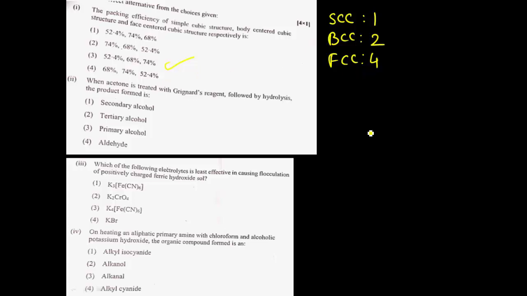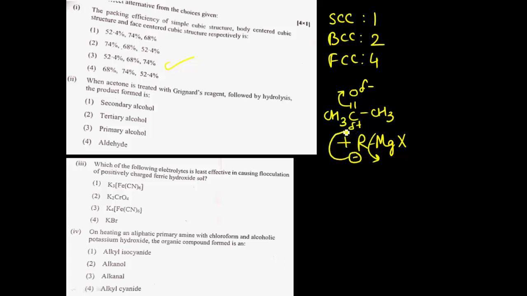Next. Now, question number 2. When acetone is treated with Grignard's reagent followed by hydrolysis, the product formed is. So the answer is tertiary alcohol, which is option B. Let me show you the sample reaction where I have acetone and Grignard's reagent, which is a good nucleophile. So a negative charge appears on the alkyl group. The oxygen is more electronegative.